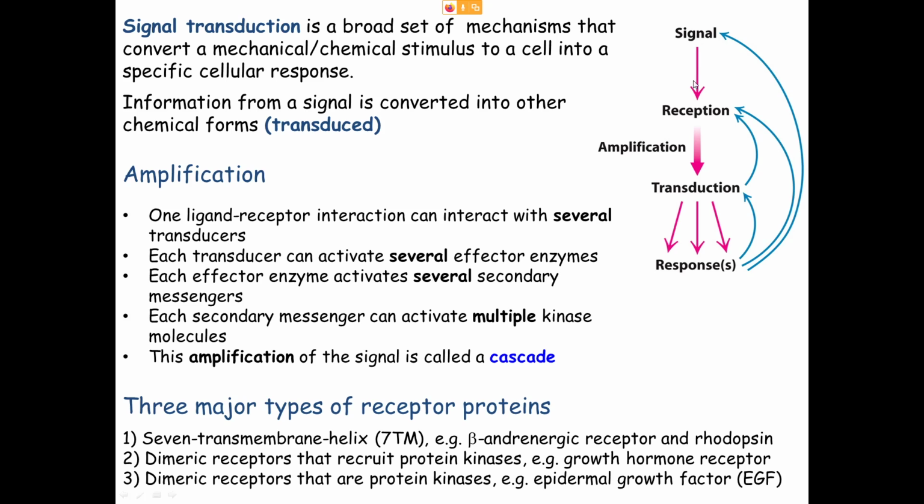So one molecule binding to its receptor, or perhaps 2 molecules binding to the receptor, depending on the type, can result in thousands to millions of molecules being activated inside the cell. Right?